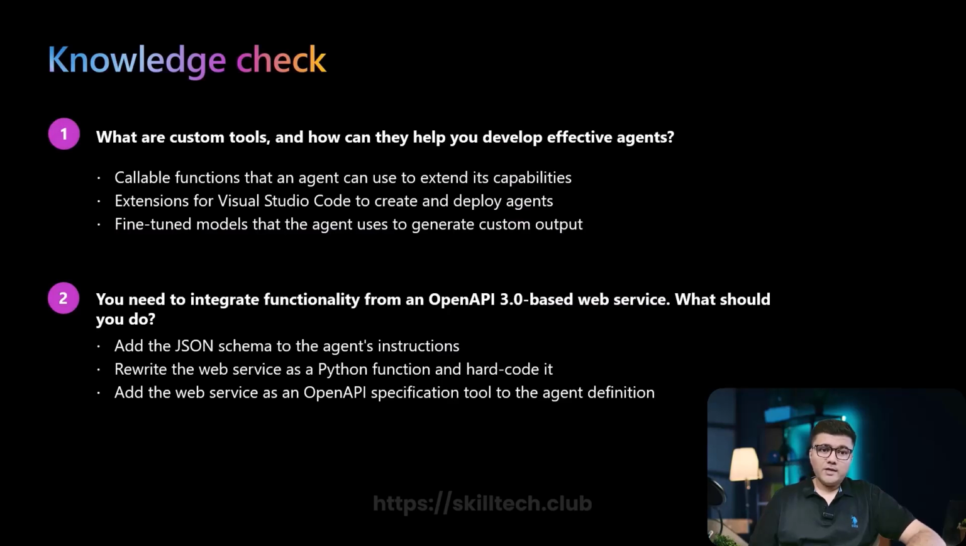It's time you can just pause this particular video and try to guess the answer to the next question. And then once you're ready, you can resume. I think you're ready now. Let's go with the first question: what are custom tools and how can they help you deliver effective agents? The answer is these are callable functions that an agent can use to extend its capabilities. And that's the right answer.